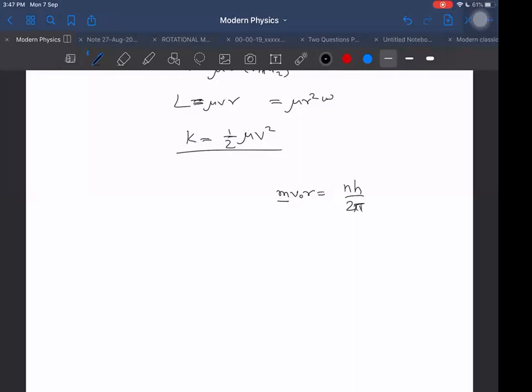If we take that factor into account, then I should write mu into v relative into r is equal to nh upon 2 pi. Then angular momentum should be written this way. Centrifugal force, what centrifugal force should be written? Normally I am writing mv square by r, but then I will be writing it as mu into v square by r, or mu into omega square r, centrifugal force.